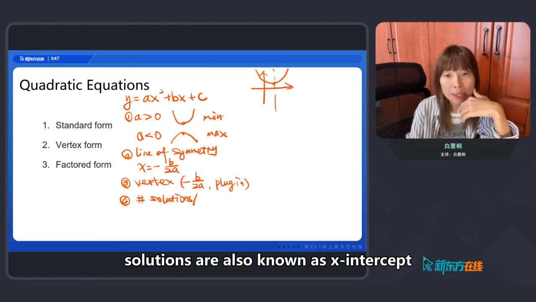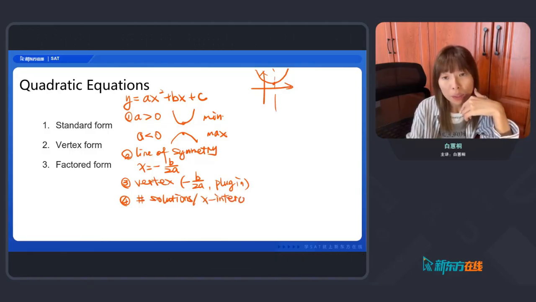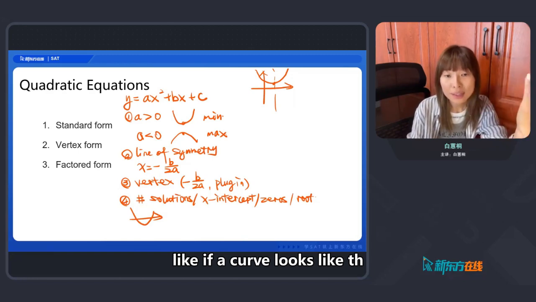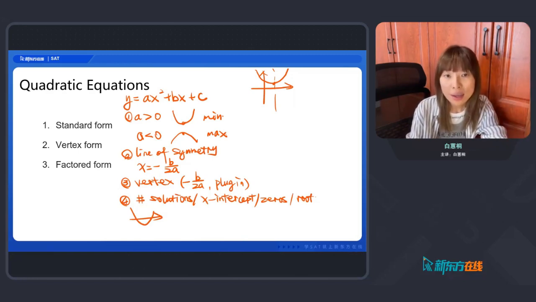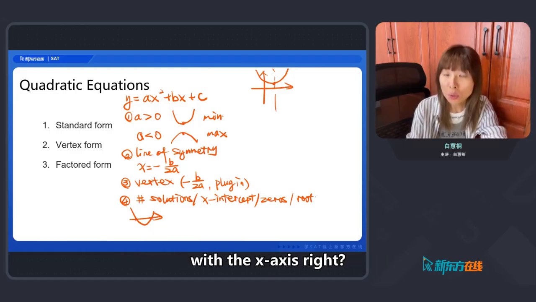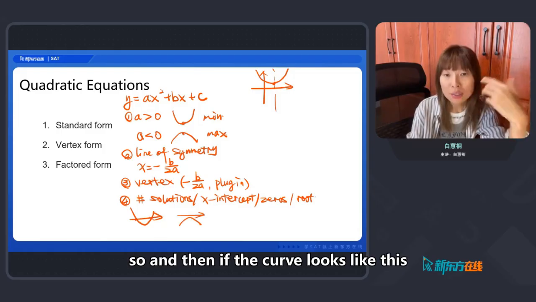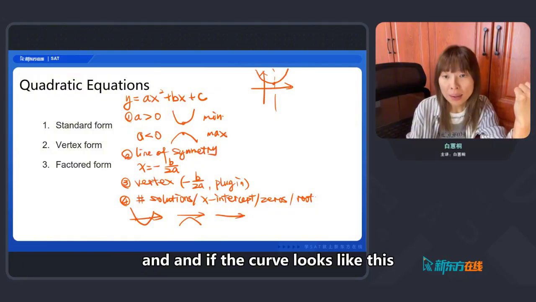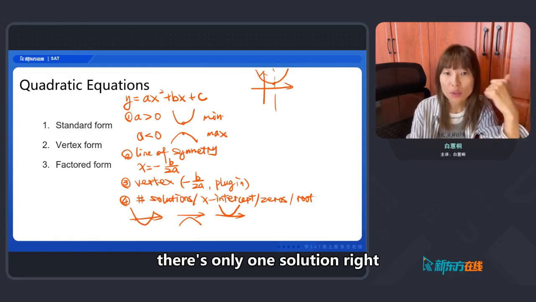Solutions are also known as x-intercepts, also known as zeros or roots. They all refer to the same thing. I always ask my students, if a curve looks like this, how many solutions do you think it has? Students might say, oh, 2 solutions, because there are 2 intersection points with the x-axis. If the curve looks like this, there is no solution, because there is no intersection point. And if the curve looks like this, there is only one intersection point, so only one solution.